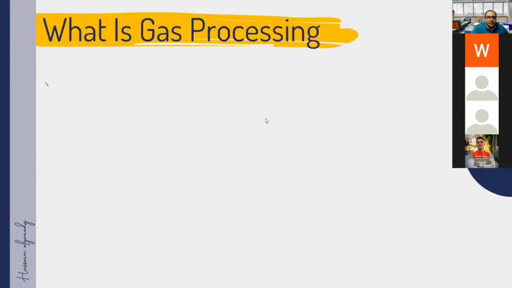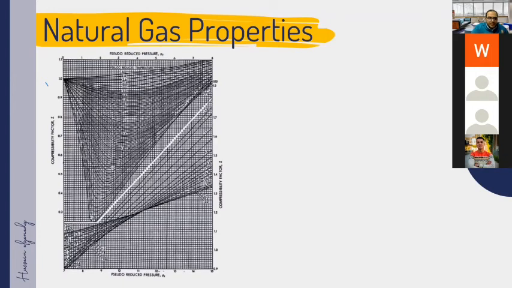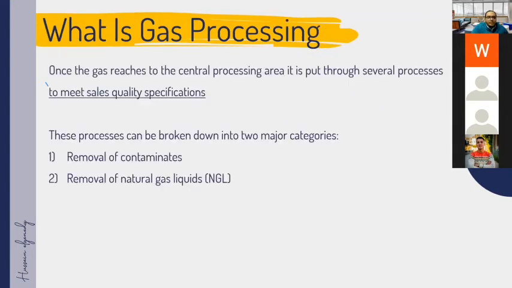Okay. And these are the most important properties: the density or specific gravity of the gas and the Z factor. There are a lot of other properties, but we are not going to mention them here due to the time limitation. But those are the most important properties of natural gas. Okay, let's move on. What is gas processing?